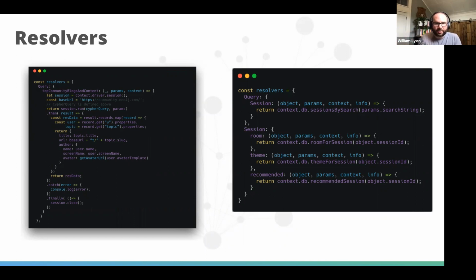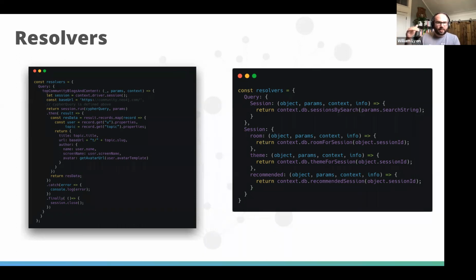So we typically start with the query field resolver. The query fields are the entry points to the API. So I'm searching for a session by keyword. Then I go to my ORM API and say, hey, find some sessions. And then those sessions come back to the GraphQL server. And now I say, okay, go back to the ORM layer and find what room it's in, go back and find out what theme it's in, and then go back and find other similar sessions.